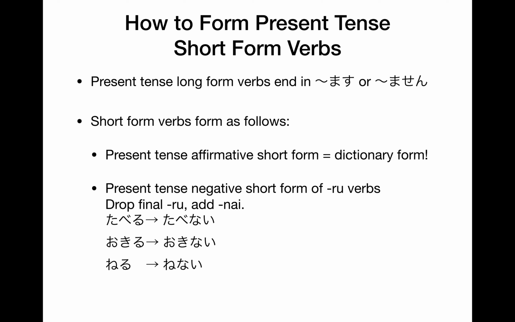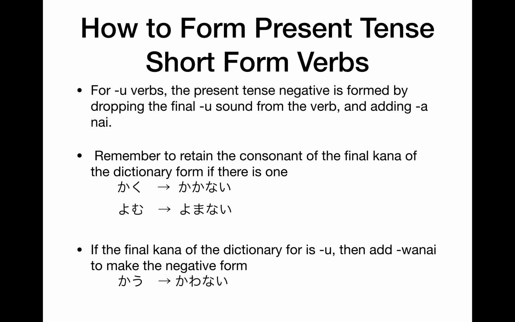So as usual, ru-verbs are the easiest ones to work with. When you want to create the present tense negative short form of a ru-verb, you just drop that final ru and you add nai. So for example, taberu becomes tabenai, okiru becomes okinai, neru becomes nenai. Very straightforward, as is usually the case when we're conjugating a ru-verb.